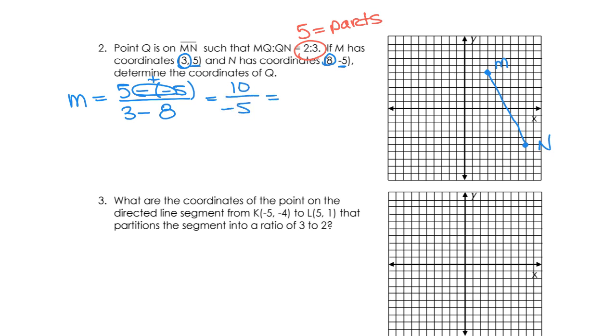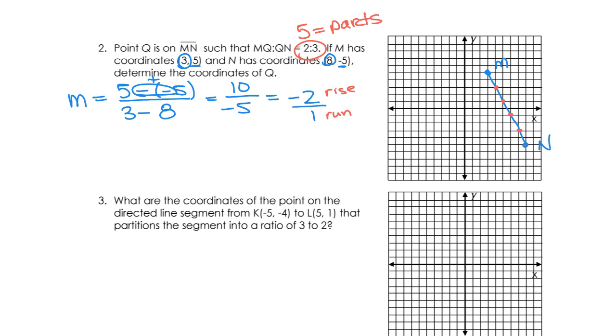And remember, slope must always be reduced. If you do 10 divided by negative 5, you end up with negative 2. Or you can say negative 2 over 1 so that you have a rise and a run. So negative 2 is my rise, and 1 is my run. So in order to rise down 2, I have to start at M, and then I will go down 2 and run 1 and put a dot. Down 2, run 1, down 2, run 1, down 2, run 1, down 2, run 1, and I end up on N, and so that's a good checker.